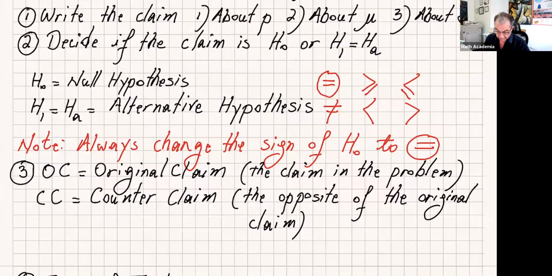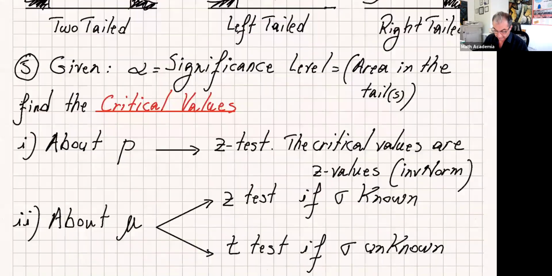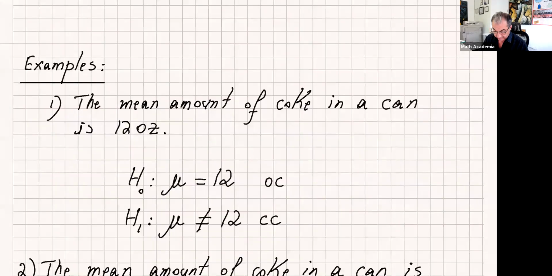Then step number 3, we have OC, which is the original claim. That's the claim in the problem, the claim that you first wrote. That's called the original claim, and let's put OC for that. And CC is the counterclaim, the opposite, or you can say the complement of the original claim. Now let's do some examples about these 3 steps, then we can go over steps 4, 5, 6, and 7.